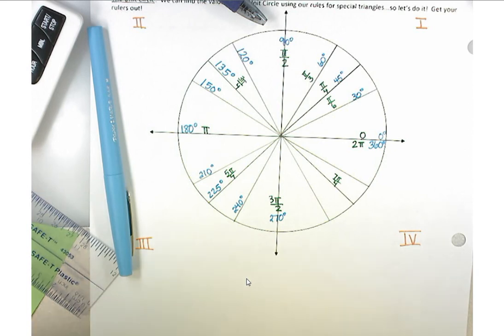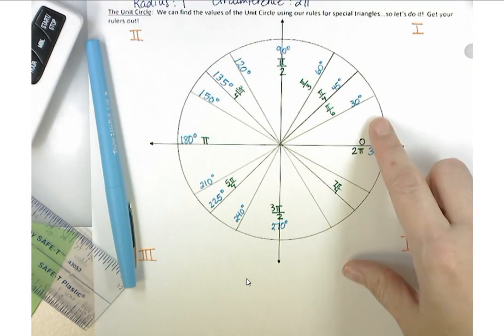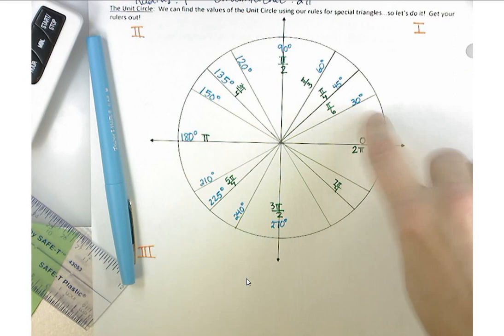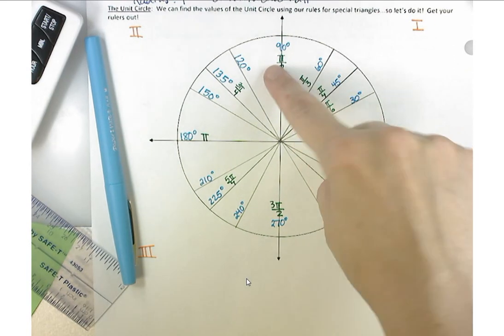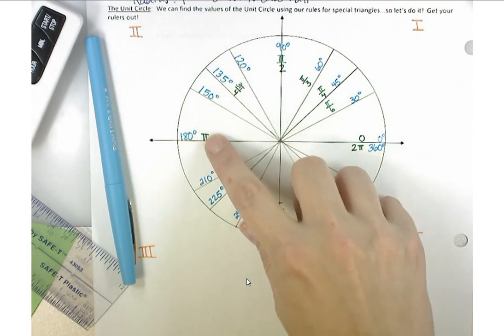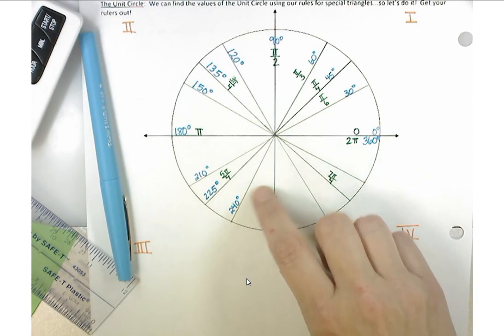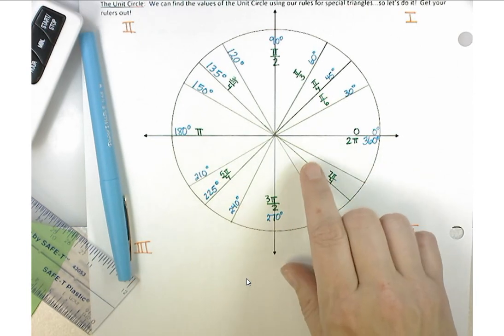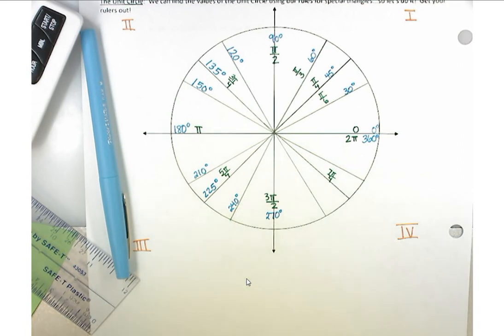Okay, I'm going to show you on here real quick what it is, and then I'll give you time to do it. So make sure you're paying attention. So this is 1 pi over 6, 2 pi over 6, 3 pi over 6, 4 pi over 6, 5 pi over 6, 6 pi over 6, 7 pi over 6, 8 pi over 6, 9 pi over 6, 10 pi over 6, 11 pi over 6. So each time I moved my finger, how many degrees did I go? 30, because I was counting by pi over 6.